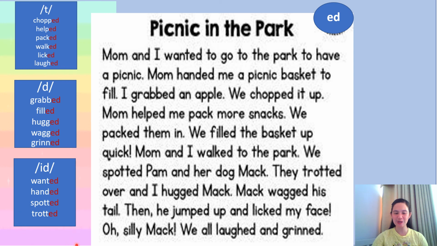Now let's proceed to reading the paragraph entitled Picnic in the Park. Mom and I wanted to go to the park to have a picnic. Mom handed me a picnic basket to fill. I grabbed an apple. We chopped it up. Mom helped me pack more snacks. We packed them in. We filled the basket up quick.